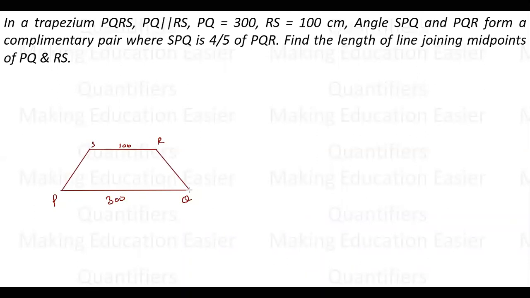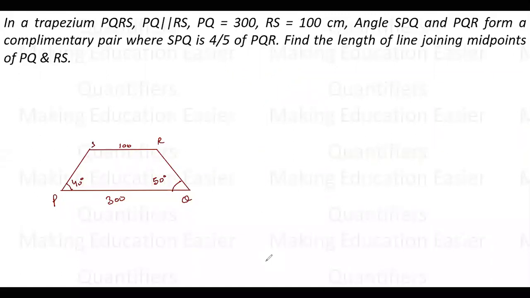Now, what does it further say? That angle SPQ and PQR form a complementary pair. So basically this angle and this angle PQR form a complementary pair, so theta 1 plus theta 2 is equal to 90 degrees, right? And SPQ is 4 by 5 of PQR. So this angle is 4 by 5 times this, which means that this must be 40 degrees and this must be 50 degrees, right?